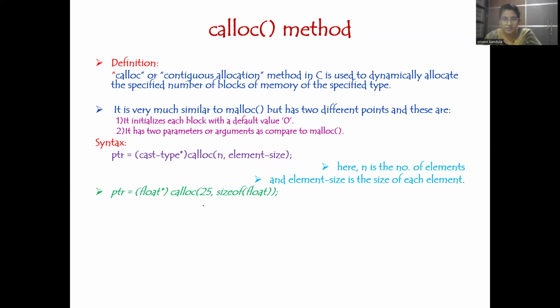Here you can see an example. calloc(25, sizeof(float)). Suppose if I want to allocate memory for 25 floating point variables, that I can do at a time using calloc. And I'm typecasting it to the appropriate type, which is float star. And this I have to assign to a pointer of appropriate type only. Let's call it fptr.